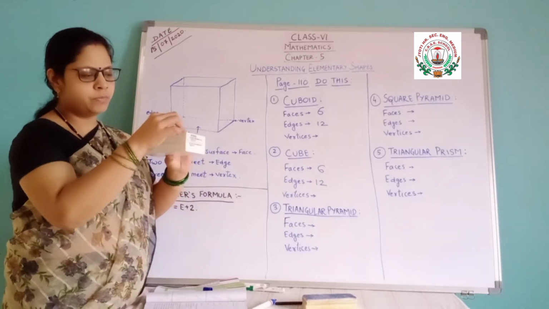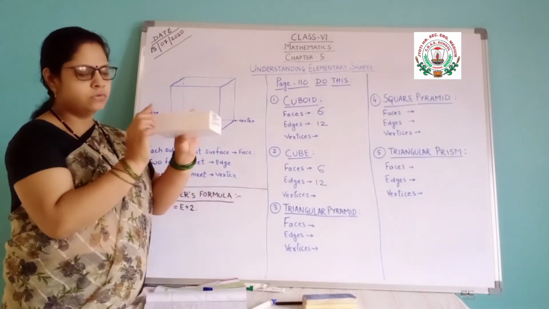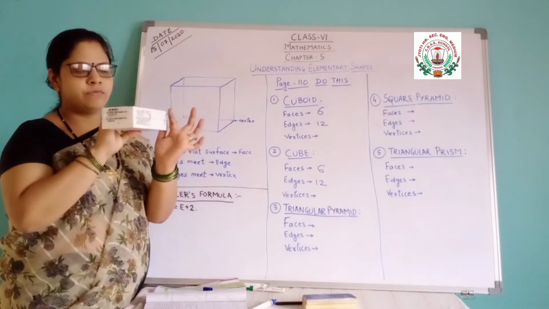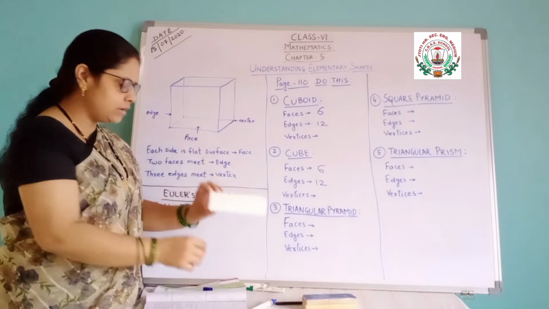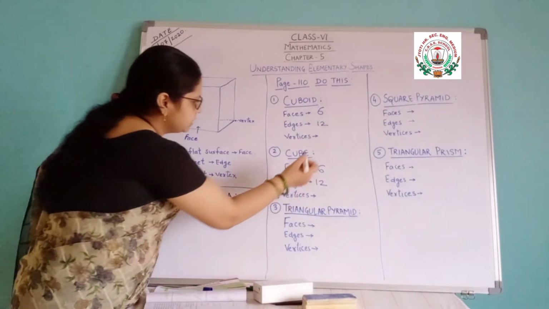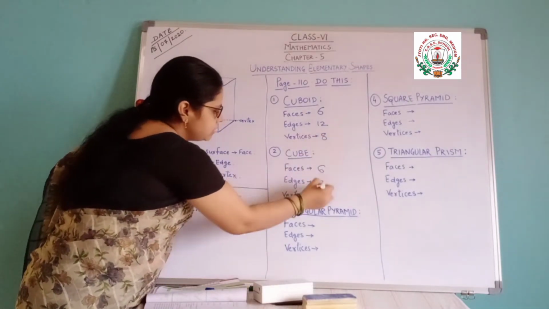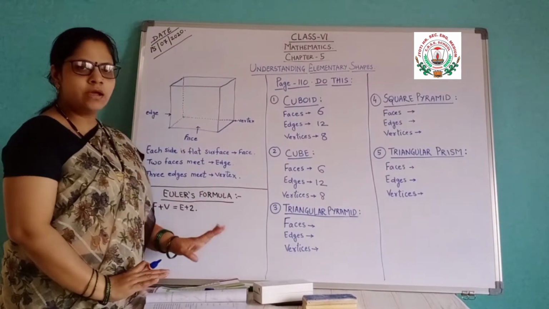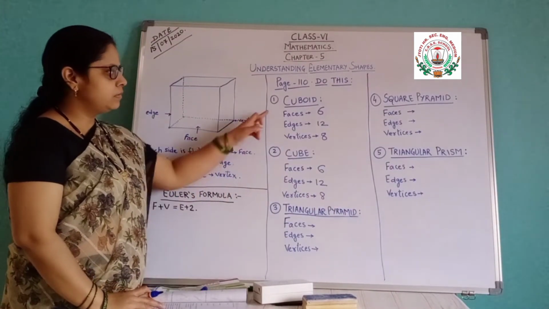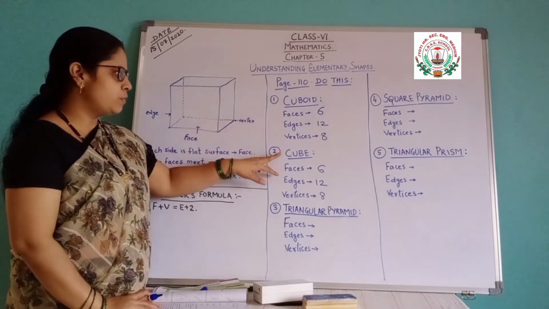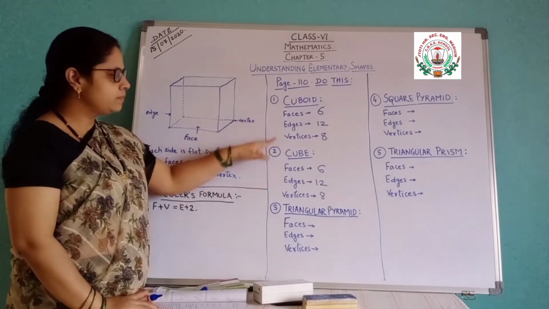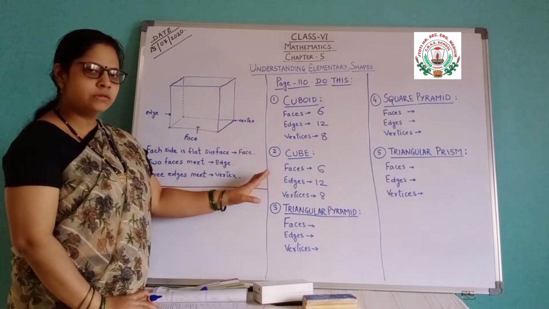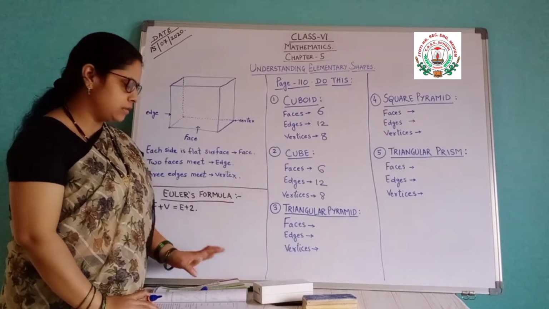Vertex means corner points. 1, 2, 3, 4. Backside 5, 6, 7, 8. 8 corners are here, so 8 vertices, for both cube and cuboid. So this is clear for cube and cuboid. Number of faces is 6 for both, number of edges is 12 for both, and number of vertices for cube and cuboid is both 8.